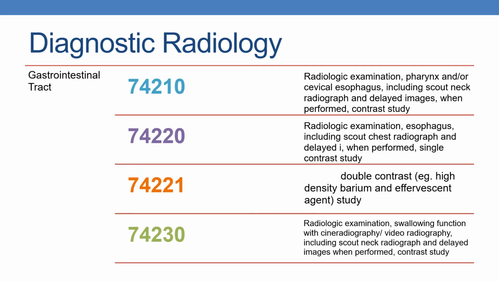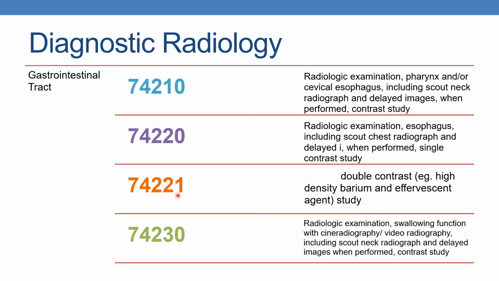Now coming to the diagnostic radiology CPTs for gastrointestinal tract. The first CPT is 74210, which is nothing but radiological examination pharynx and or cervical esophagus including scout neck radiograph and delayed images when performed, contrast study. The next is 74220, which is nothing but radiological examination, esophagus, including scout chest radiograph and delayed images when performed, single contrast study.